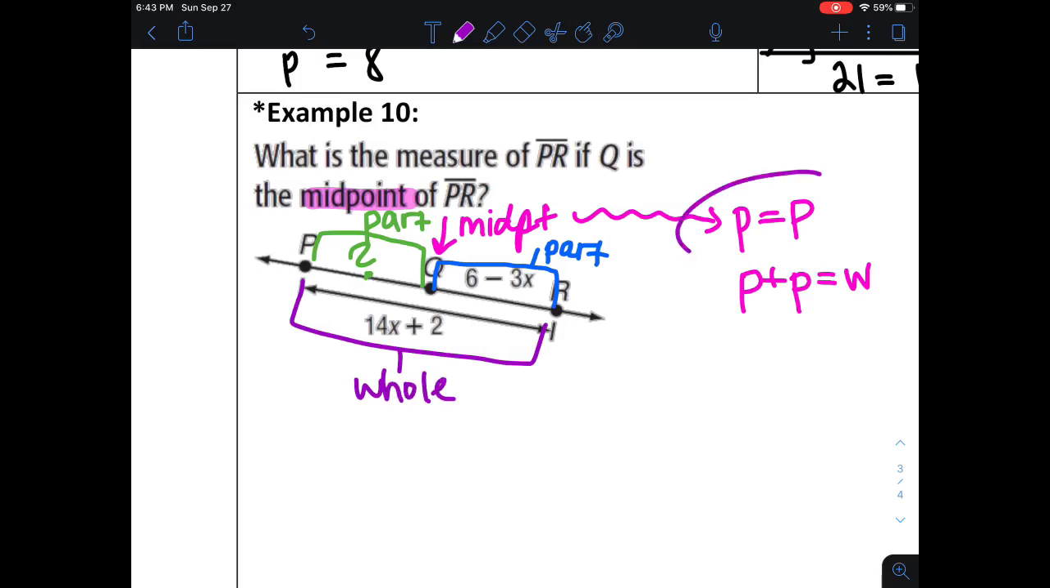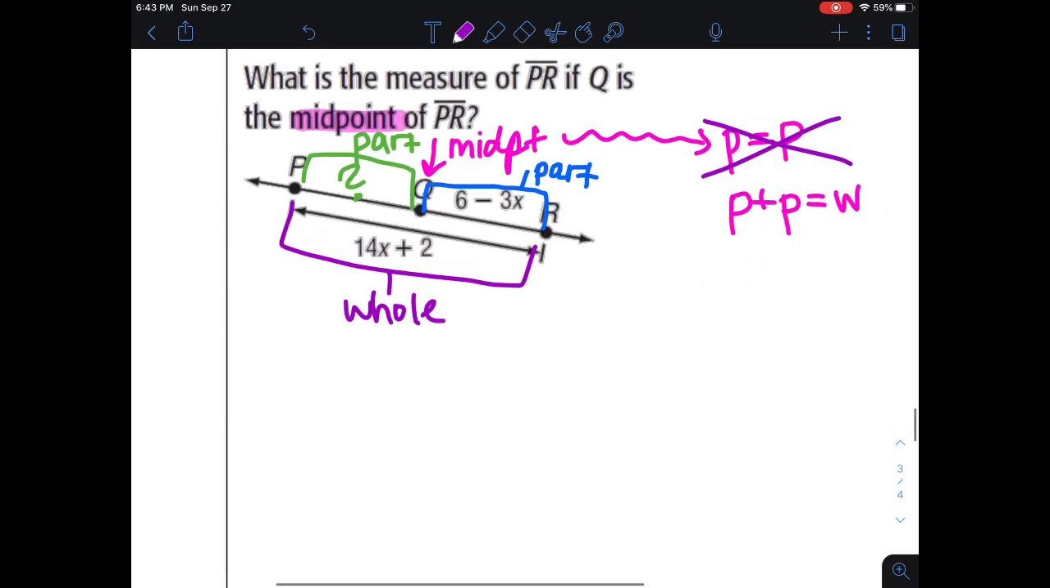Okay, so if we wanted to use part equals part, we would have to know what this part is equal to, and we don't. So that's not going to work. Womp. Could have worked, but not in this case. Now, that means we're going to have to use part plus part equals whole. Well, you're probably thinking to yourself, we don't know the other part, so how's that going to work? Well, let's take a peek. Part plus part equals whole.